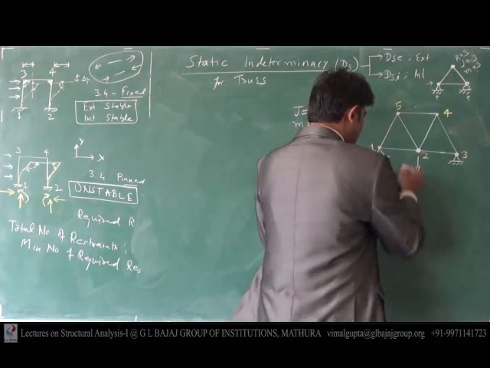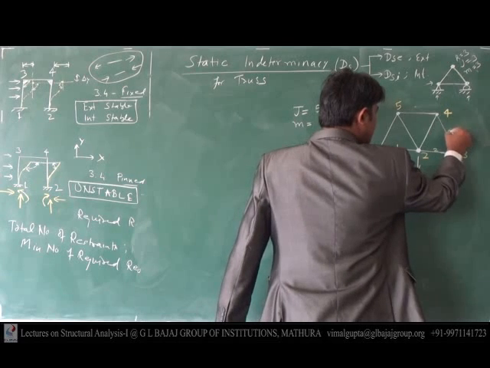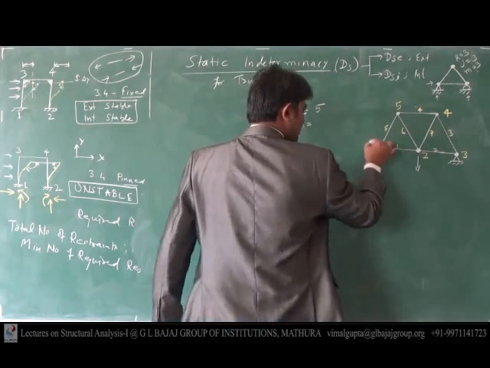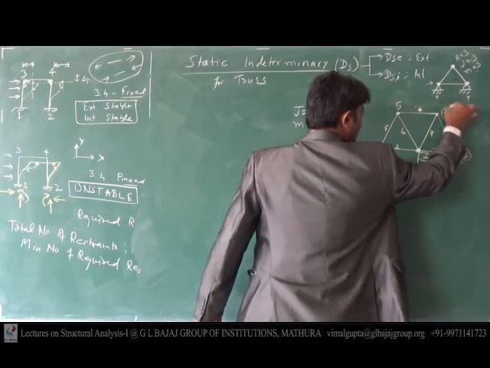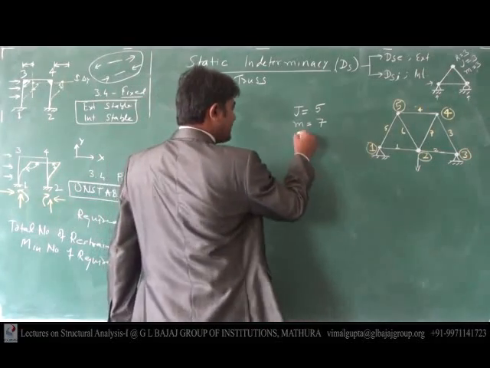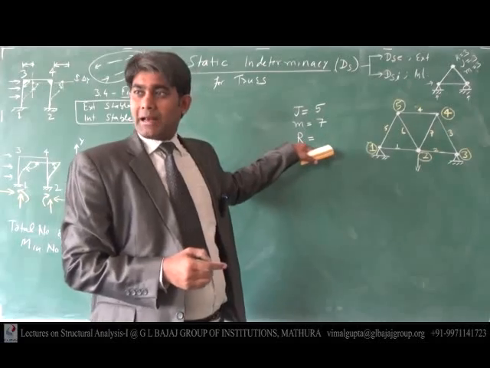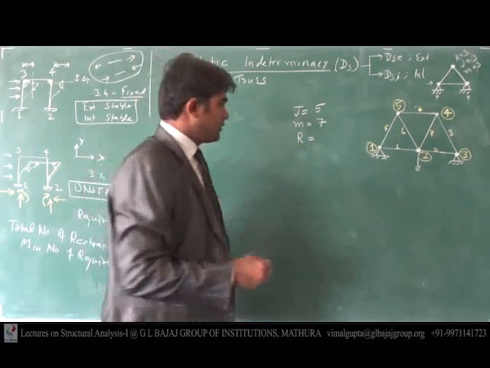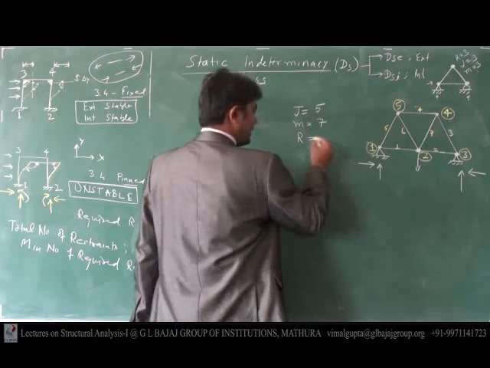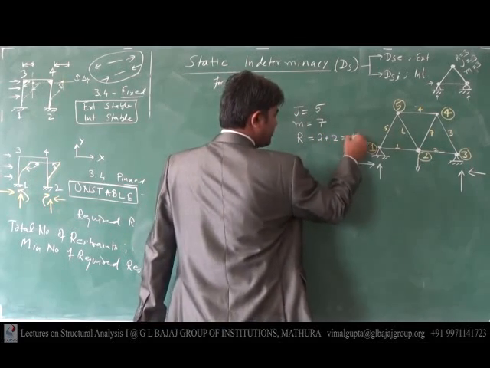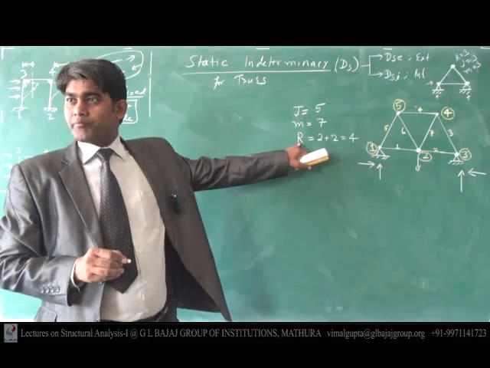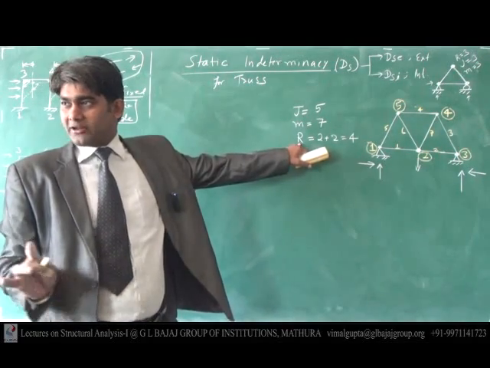Number of members: member 1 here, 2 here, 3, 4, 5, 6, 7. These are nodes. How many members? 7 members. Number of restraints: capital R means the number of restraints applied. How many? 1, 2, 2 plus 2 equals 4. Capital R is the number of restraints, which means the number of support reactions. Clear to everybody?